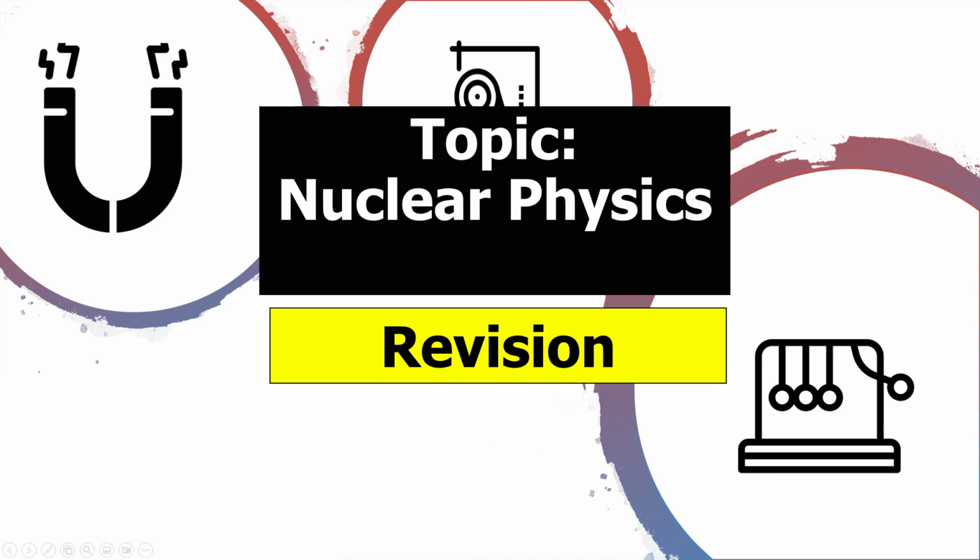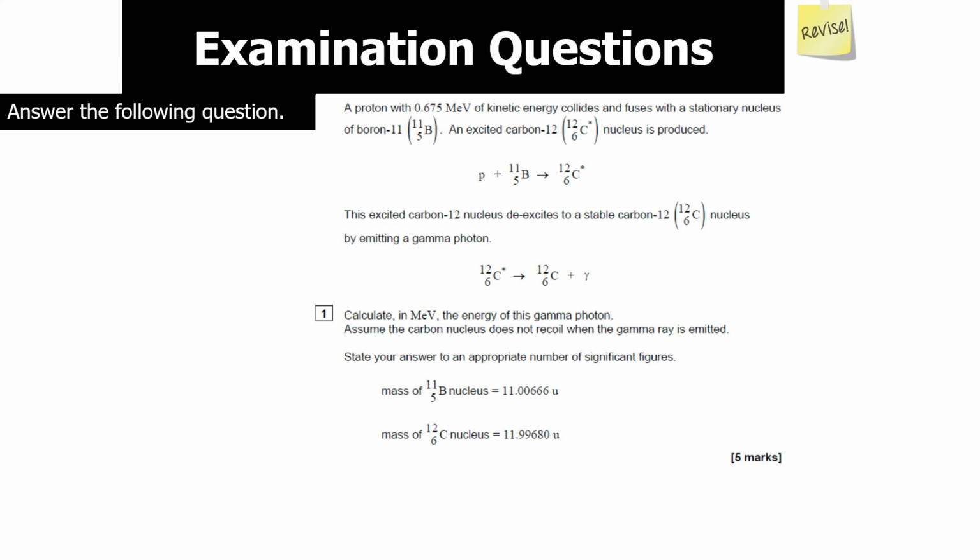So the first question we're now going to look at is that a proton of 0.675 MeV of kinetic energy collides and fuses with a stationary nucleus of boron-11. An excited carbon-12 nucleus is produced. The excited carbon-12 nucleus de-excites to a stable carbon-12 nucleus by emitting a gamma photon. Calculate in MeV the energy of this gamma photon. Assume the carbon nucleus does not recoil when the gamma ray is emitted, and state your answer to the appropriate number of significant figures.